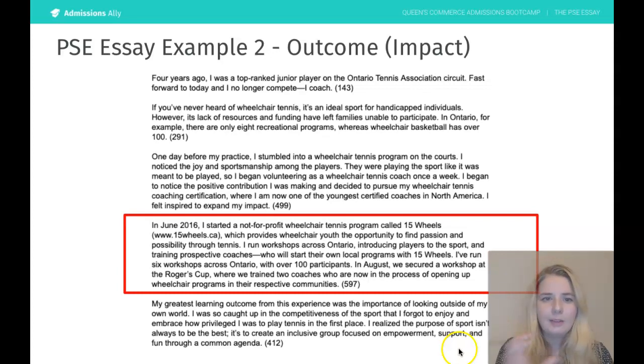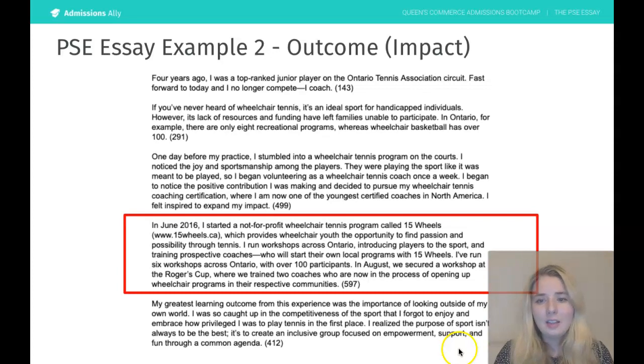So this is a very impactful statement. Let's break it down here. They've shown exactly what they've done. So this person started this program, and what exactly they did within that program, so running workshops. They've really mentioned specific numbers here. Again, this quantifiable information is going to be really helpful for you. So these 6 workshops, over 100 participants, it's those numbers that you want to mention.